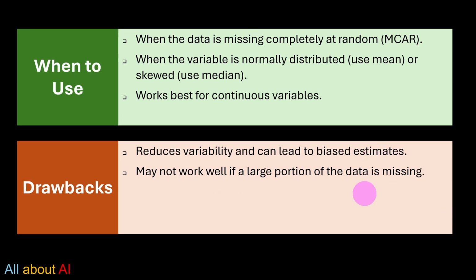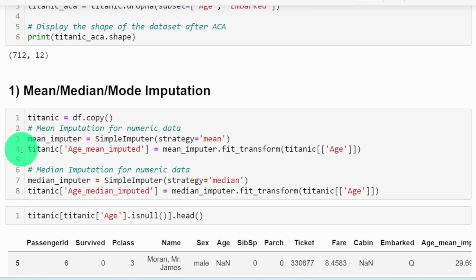So let's take a look at the code. Next, we'll take a look at mean, median, mode imputation. Again, we'll copy and use the SimpleImputer from sklearn. And our strategy, in this case, we are using the mean. We are applying it on the age variable. Similarly, again, for median, and using it on the age variable.